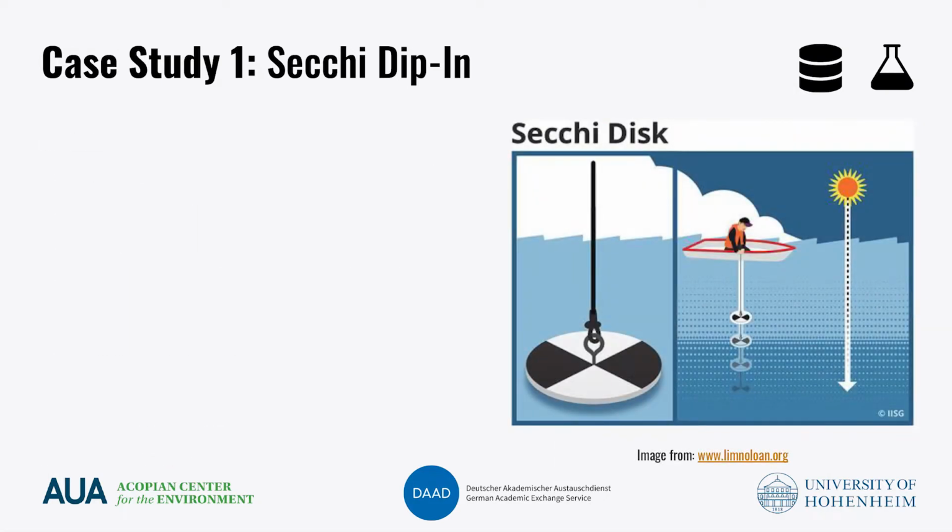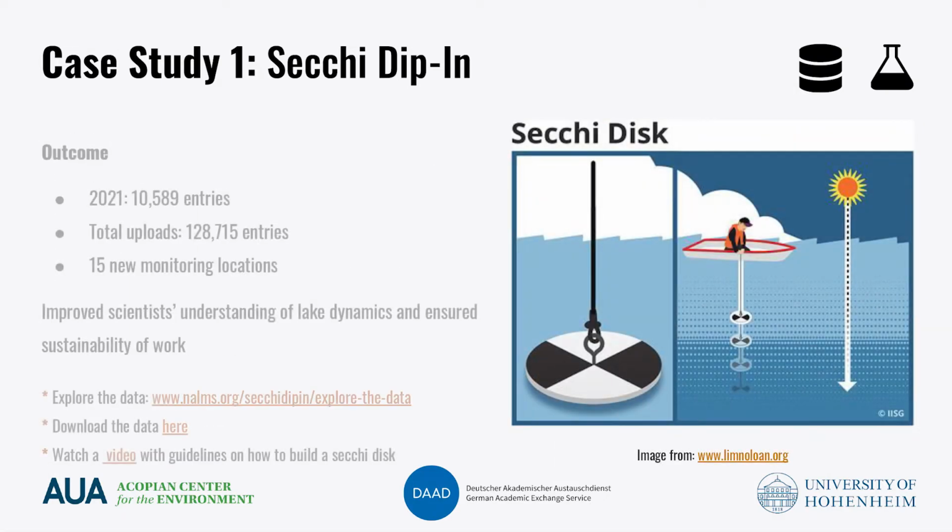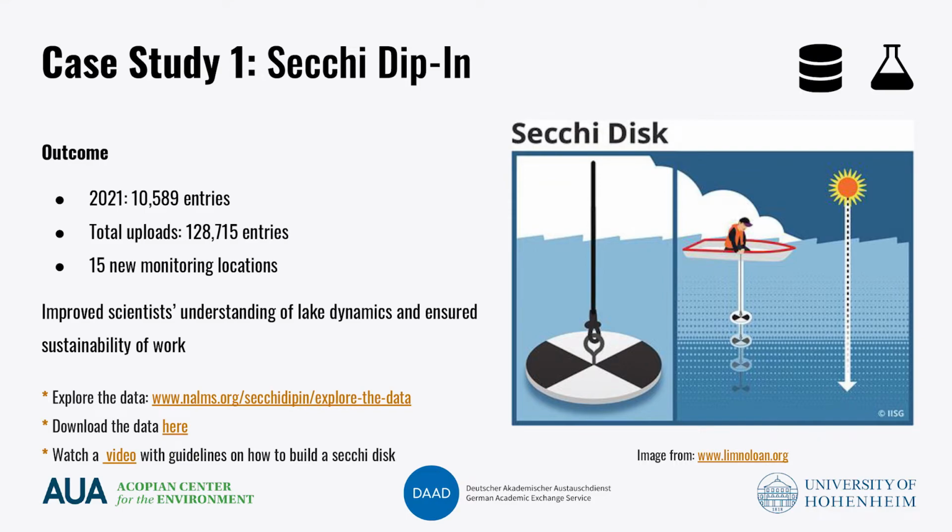Thousands of Secchi depth measurements have been recorded and uploaded. In the first half of 2021, 10,589 entries were shared, bringing the total number of results in the databases to 128,715 entries. The data was analyzed and conclusions made. Follow the link to see the results. The project continues to improve scientists' understanding of lake dynamics and ensures the sustainability of the work.